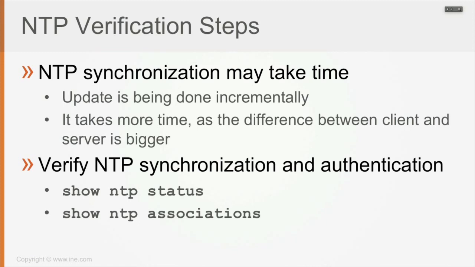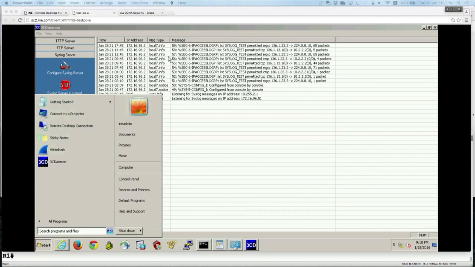To verify NTP synchronization and authentication, you have two commands: show NTP status and show NTP associations, or also show NTP association details. So before we go to the configuration side, let's see if there are any questions. Okay, none. Let's move on then.